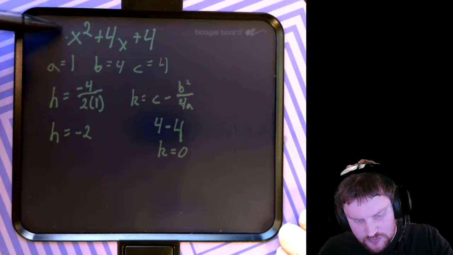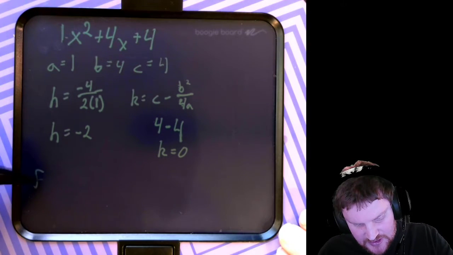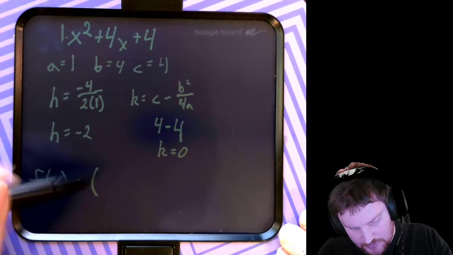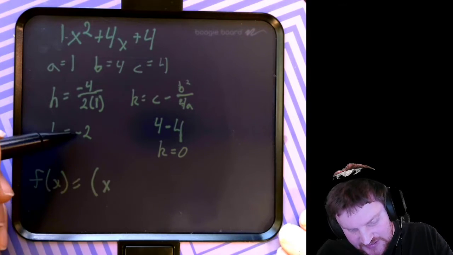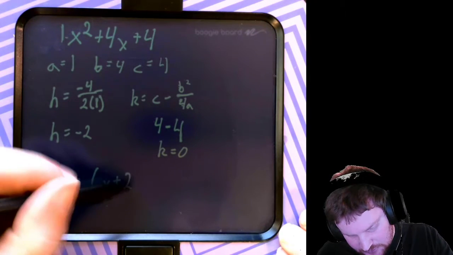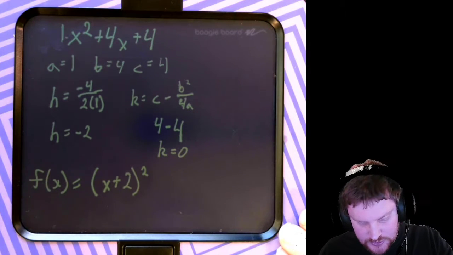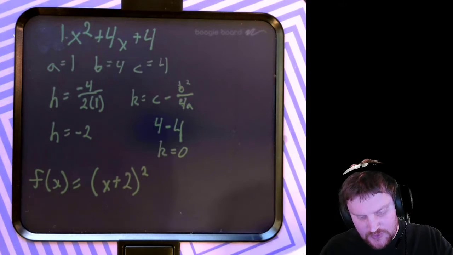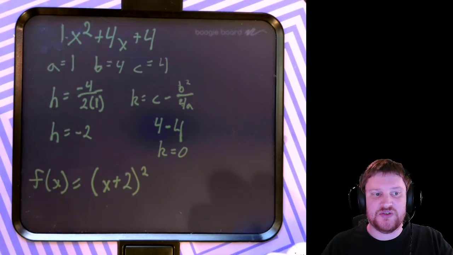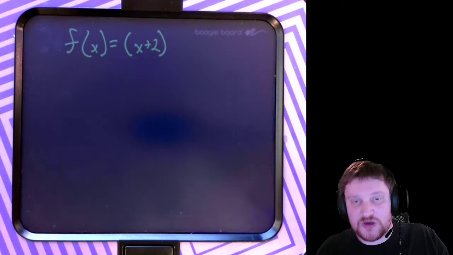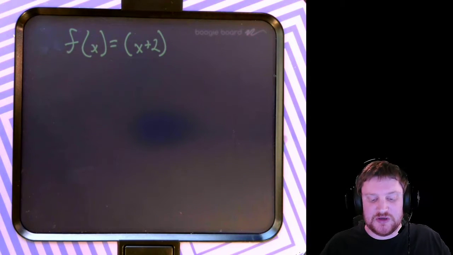Our A value is 1, so we get f of x equals, not square root, parentheses, x minus h, so minus negative 2 is plus 2, squared. So that is our function. They've asked us to take the positive square root inverse of this. So if I have f of x equals x plus 2 squared, we're going to go through the 4 steps that we learned a couple days ago.